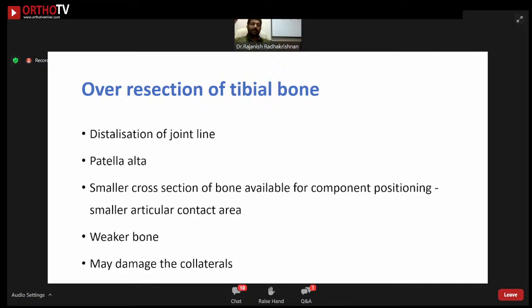The size of the tibial tray will be small. More load will be added to that small area, so chances of failure in future is there. Weaker bone will be exposed. There can be damage to the medial collateral and the lateral collateral ligaments also.